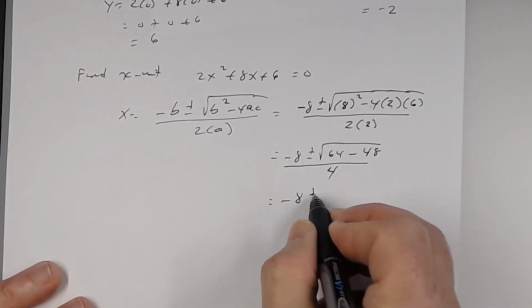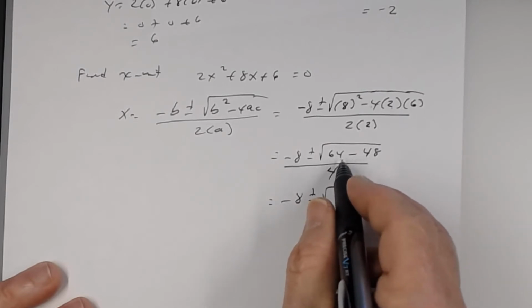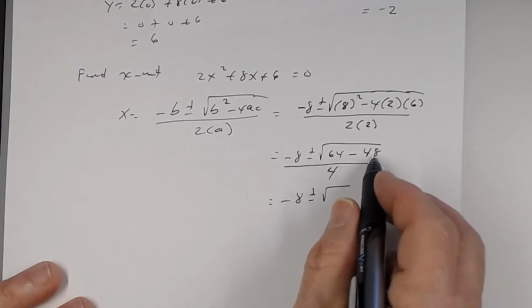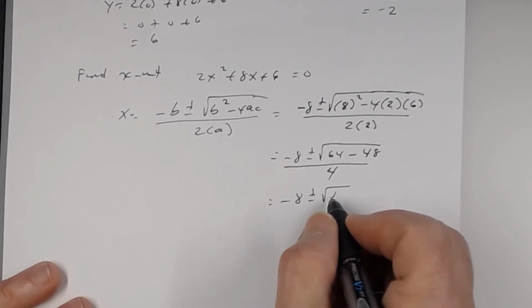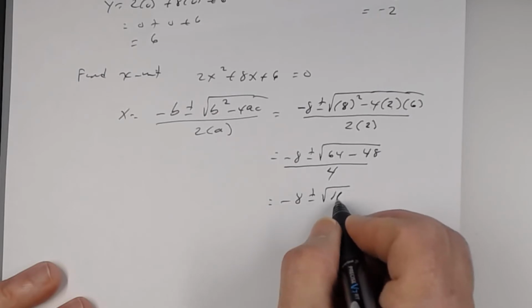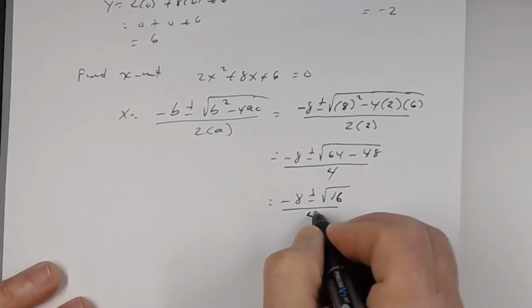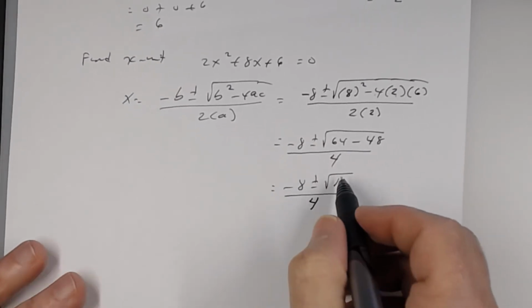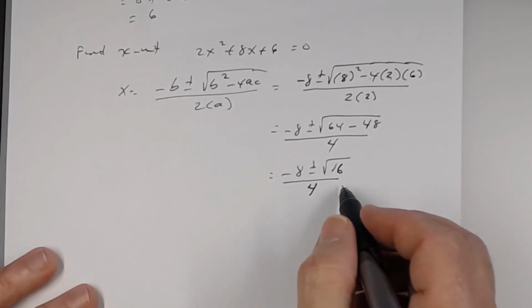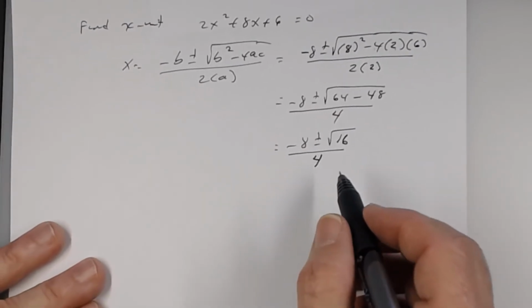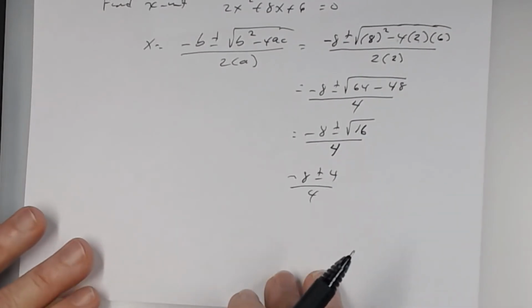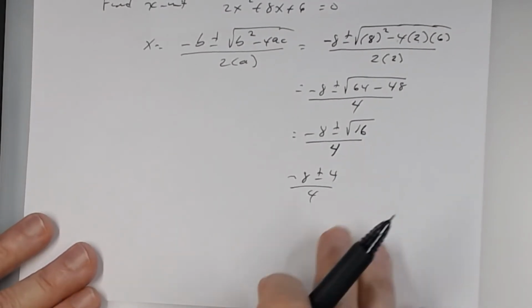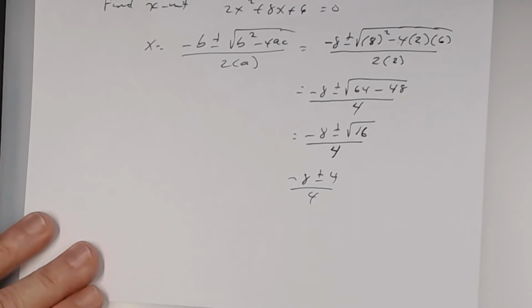So that's negative 8 plus or minus the square root of, 64 minus 48 is what? 16, over 4. Square root of 16 is 4. All right, so listen carefully to this. Am I going to be approximating? No, because you can easily tell me what those x-intercepts are. They're going to be rational numbers.